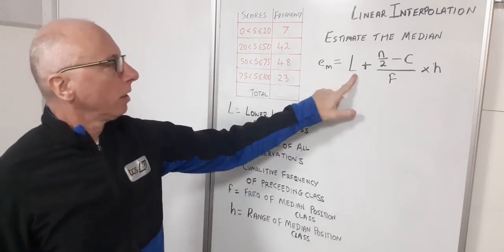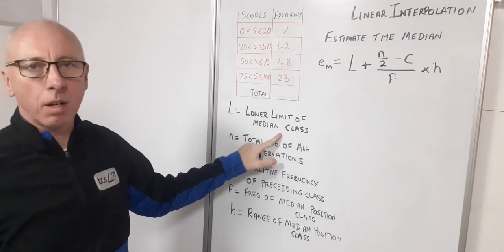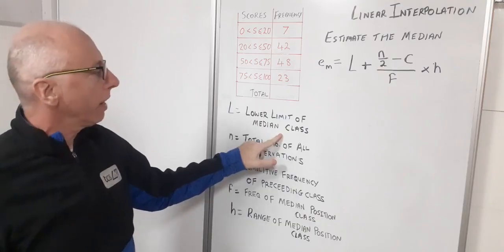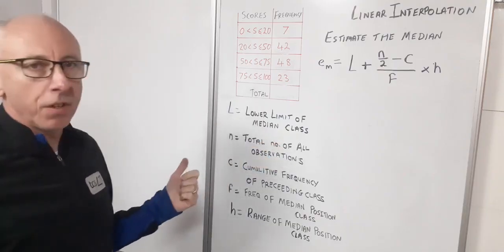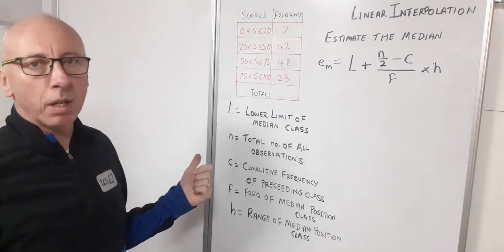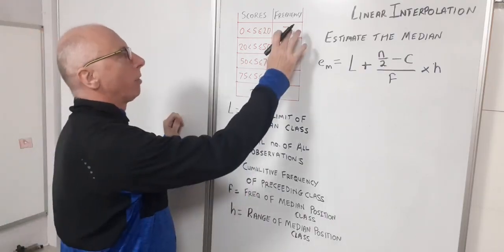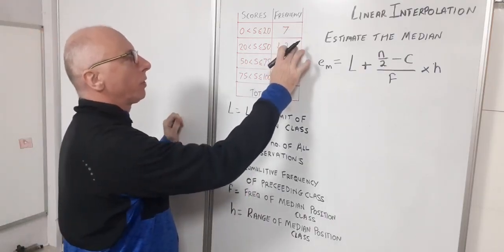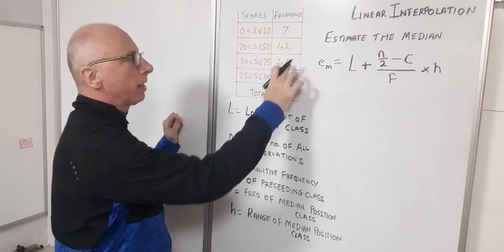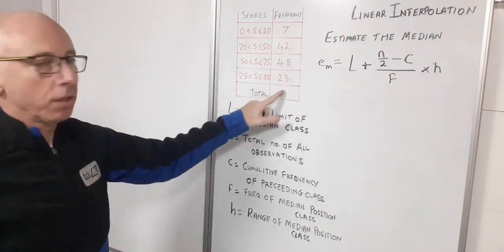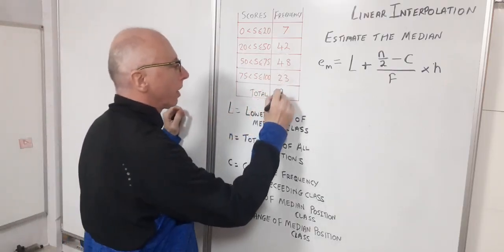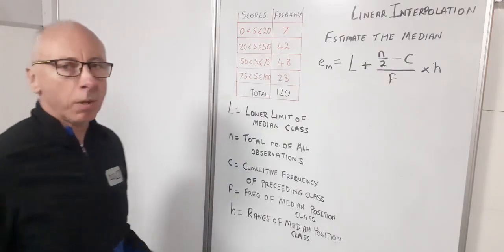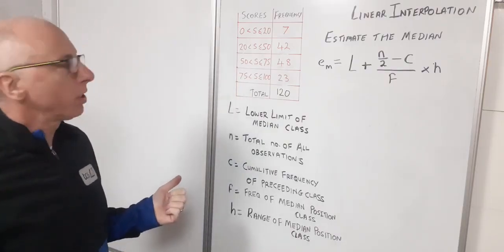And we've got L here, which is the lower limit of the median class. So let's find that first. To find that, first of all, we need to find the total number of observations. So we've got 7 plus 42 is 49, plus 48 is 97, plus 23 gives us 120. So therefore we want the 60th and a half position.